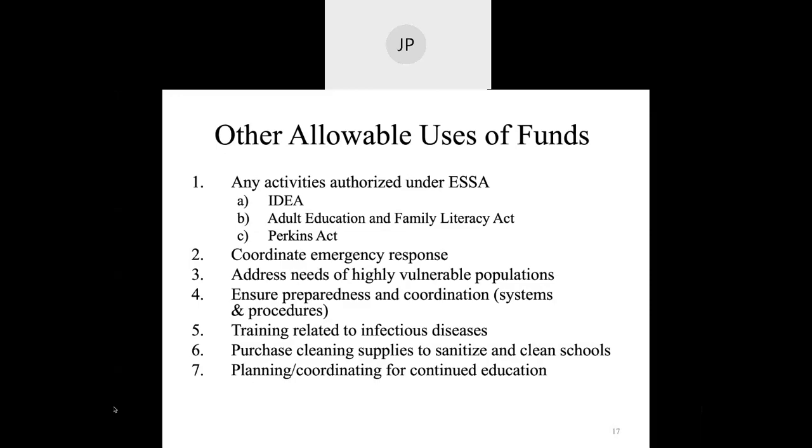But of the remaining funds that you have after you decide how much you're going to budget and spend for learning loss, you can use funds for any activities authorized under the Every Student Succeeds Act, including the Individuals with Disabilities Education Act, the Adult Education and Family Literacy Act, the Perkins Act. You can use funds to coordinate emergency response, address the needs of highly vulnerable populations, use funds to ensure preparedness and coordination of systems and procedures, use the funds to provide training related to infectious diseases or to purchase cleaning supplies to sanitize and clean schools. You can use the funds for planning and coordinating for continued education.